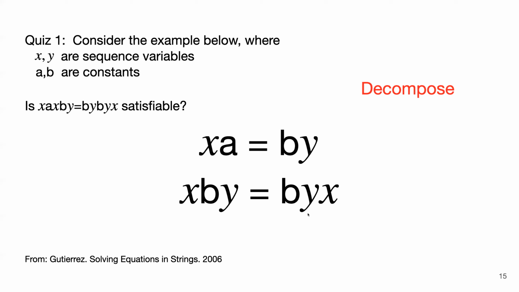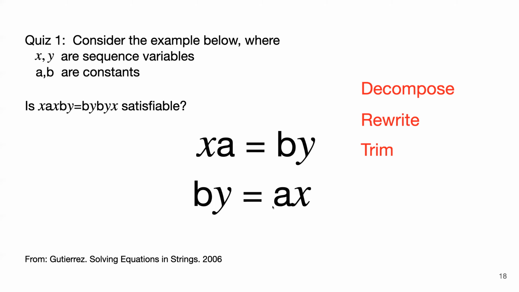So we applied decompose and observe that in the first equation, xa equals by. So we can get rid of by here and replace it with xa, because the conjunction of these two equations has to be satisfiable. So we rewrite, and now we have x appearing on both sides at the start, and we can get rid of that. And then we end up with this, which is unsatisfiable because they both start with different letters. So now, because this is unsatisfiable, the initial equation we started with is also unsatisfiable, and there is no way we can find a solution.